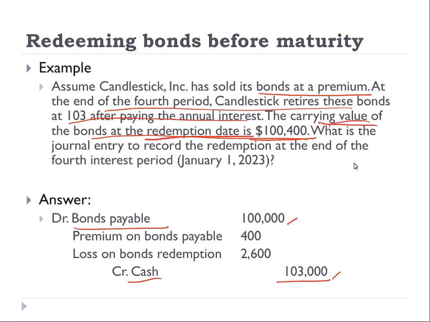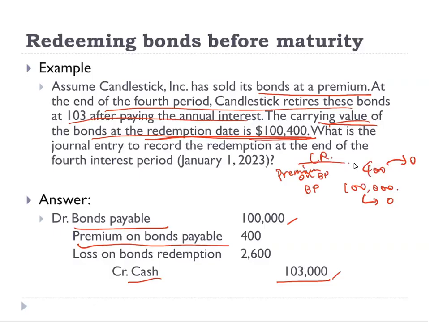The carrying value of the bond is 100,400. Which is basically, on the credit side, the firm's bond payable is 100,000. And there's going to be some unamortized premium on bond payable, which is 400. So we need to write this off to zero as well by debiting premium on bond payable 400. And this journal entry doesn't balance. The imbalance is on the debit side of 2,600. And this is going to be loss on bond redemption.